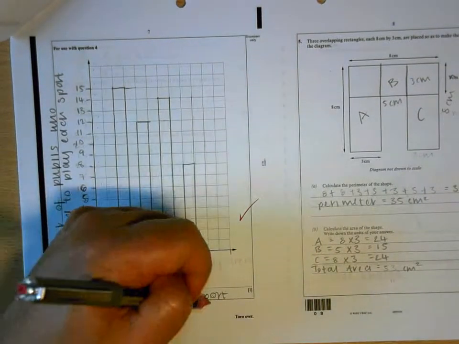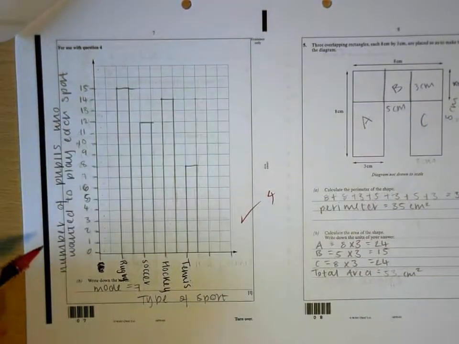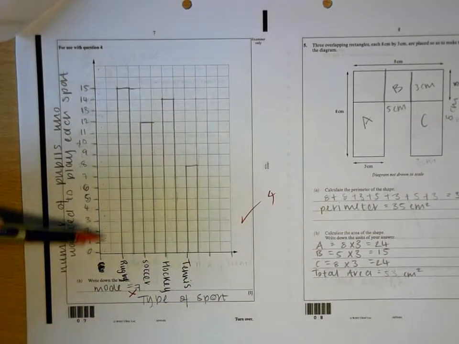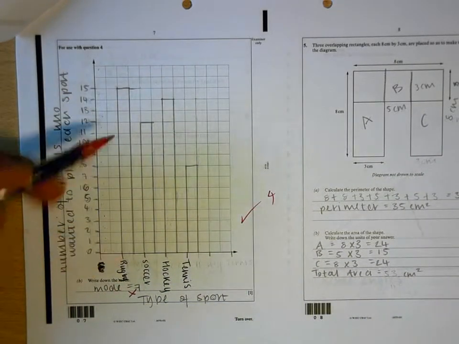That is fine for what you have worked out. The mode isn't 7. The mode is the sport that's most popular, which in this case is rugby.